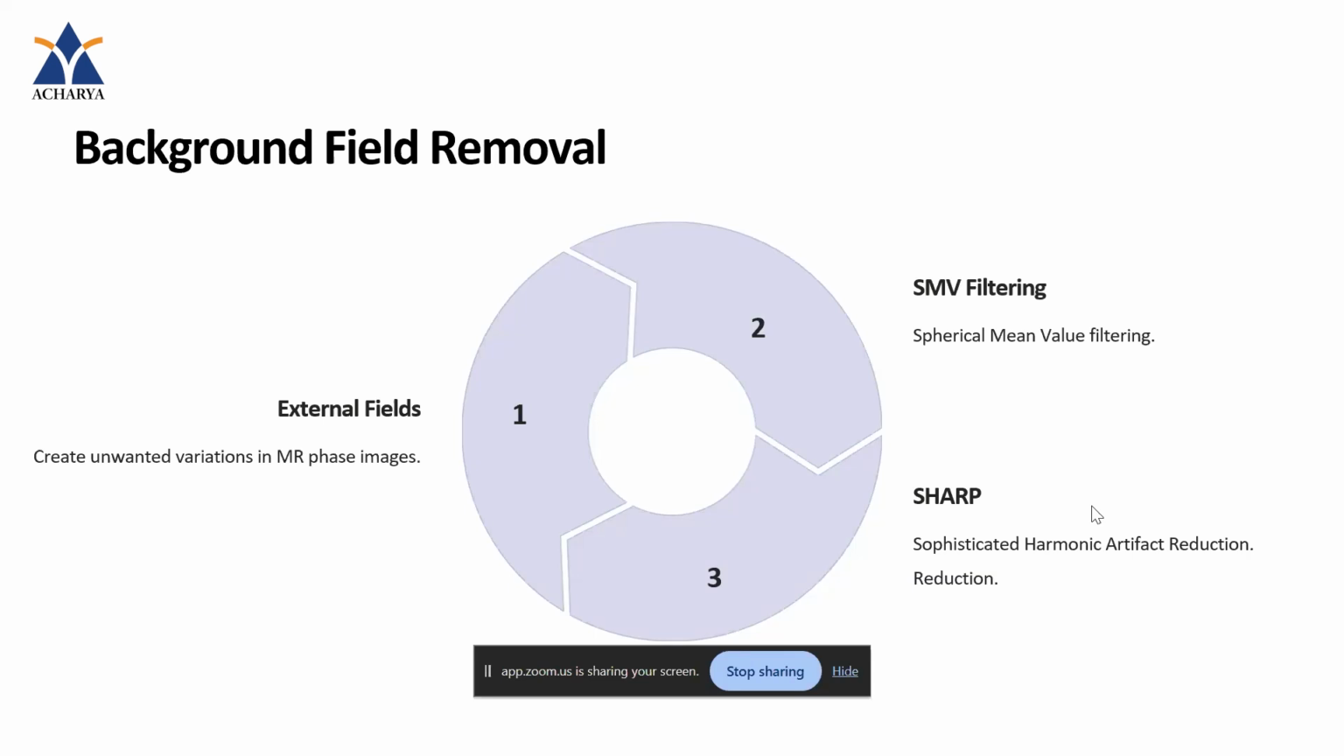By removing these background field effects, leaving the local susceptibility effects, what we get is the final QSM images. It gives us the true tissue properties rather than the external influences. So we get the true tissue properties in QSM images after we follow this background field removal step.